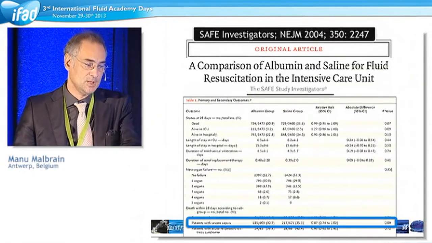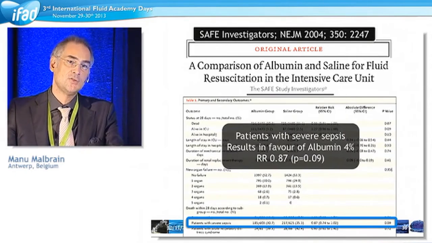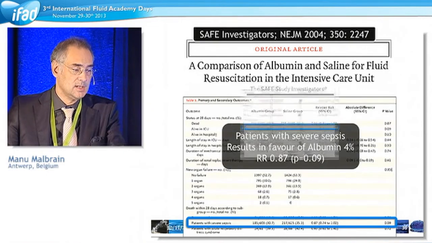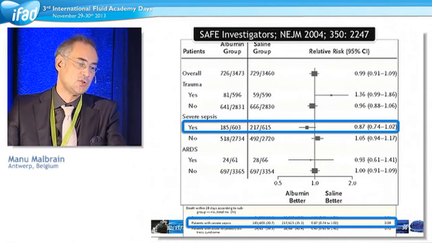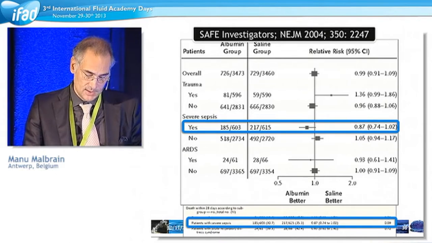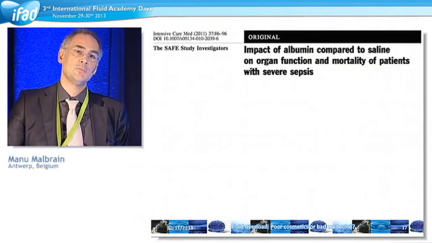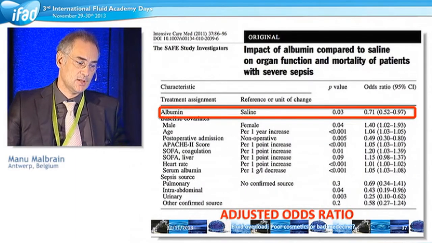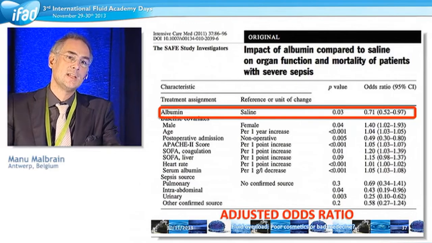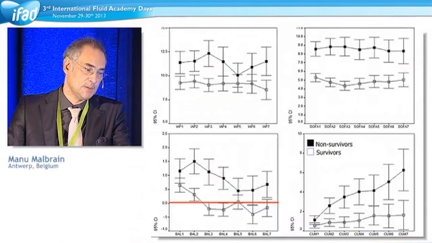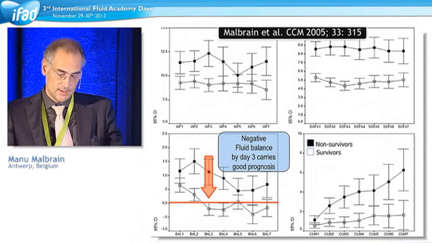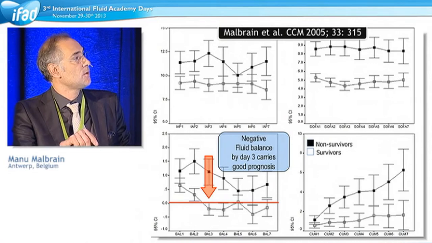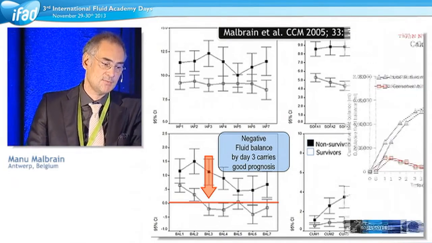The SAFE study has been alluded to, where it has been shown that patients with severe sepsis had a more favorable outcome, although not clinically significant, but in the subgroup of septic shock patients, maybe limiting fluid intake, there was a benefit for albumin, and this has been shown in subgroup analysis later on that the adjusted odds ratio was significant in favor of the use of albumin. In our own study, looking at incidence of abdominal hypertension, we found the same thing.